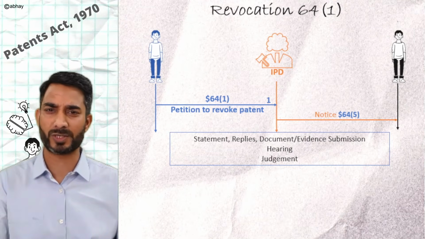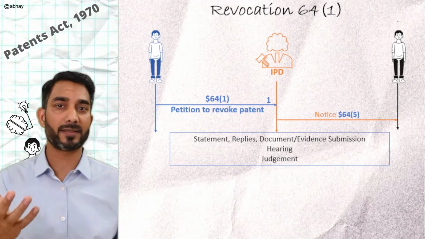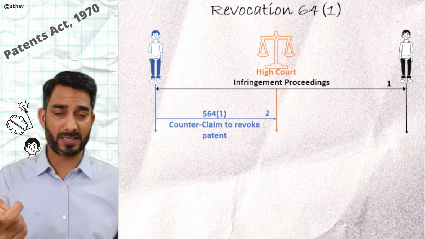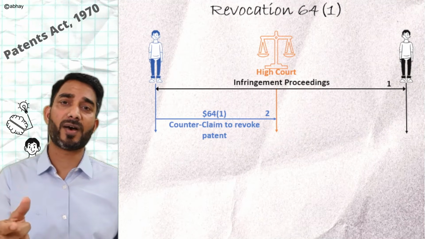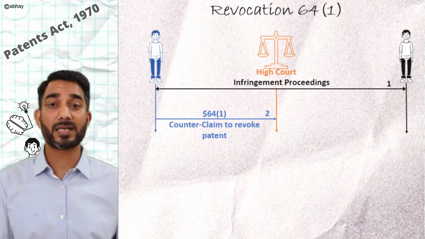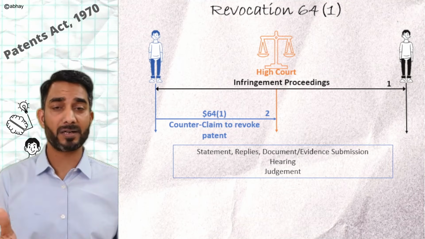So what are those situations? In case an infringement proceeding is already going on at the High Court between the parties, in such cases, one of the parties, basically the defendant, can file a counter claim for invalidation of the patent. In this case, the High Court will go over the submissions to decide whether the patent will be revoked or not.